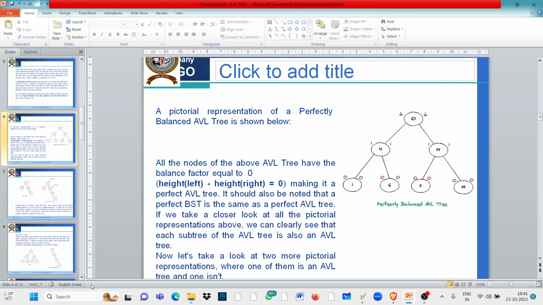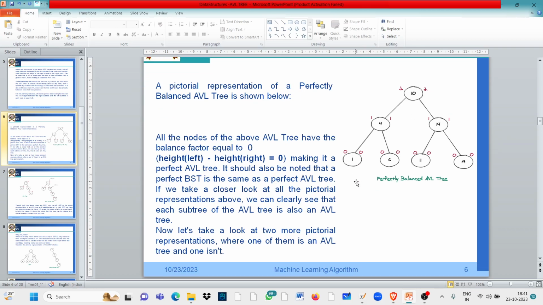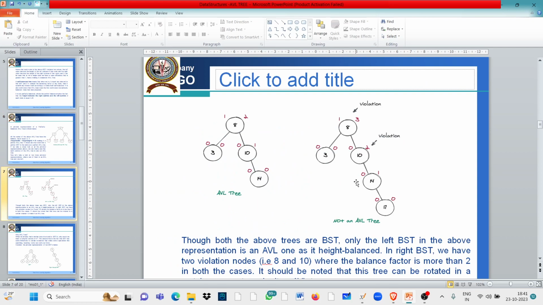Height of left subtree. What is the height of the left subtree here? It is 1. What is the height of the right subtree? And what is the height of the left subtree here? It is 2. Height of the right subtree is 2. 2 minus 2 is 0. Right. So in this way we can go for it. Now let us have the idea about the rotations.